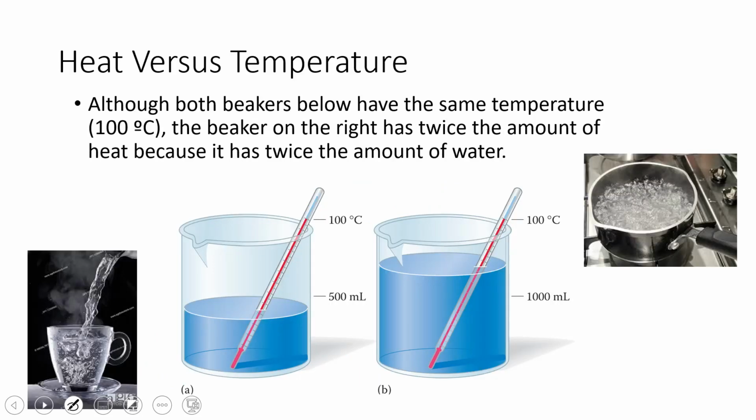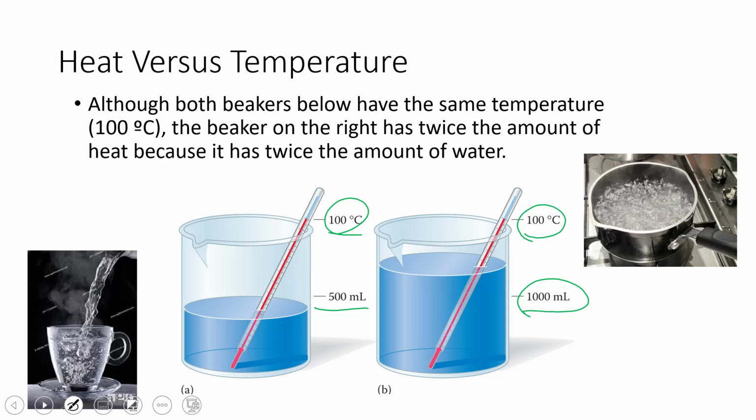So looking at the difference between heat and temperature. Let's say we have these 2 beakers of boiling water. We can see that they are both at 100 degrees Celsius, so they have the same temperature. Here I have 500 milliliters of water, so I have a cup of boiling water, and over here I have 1,000 milliliters of boiling water. I have a pot of water.